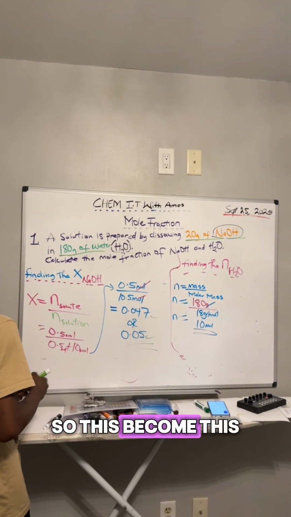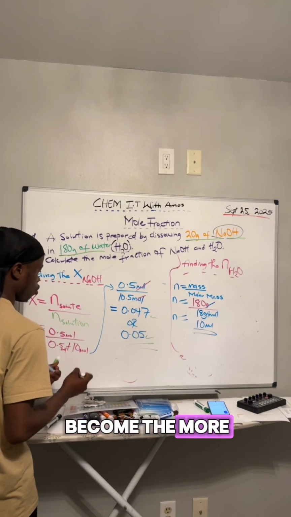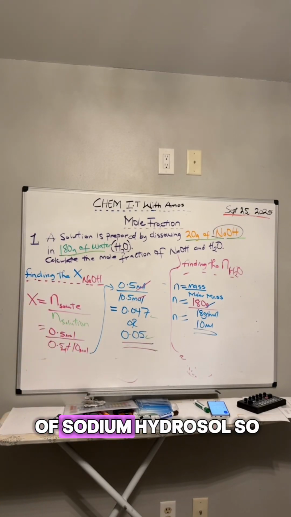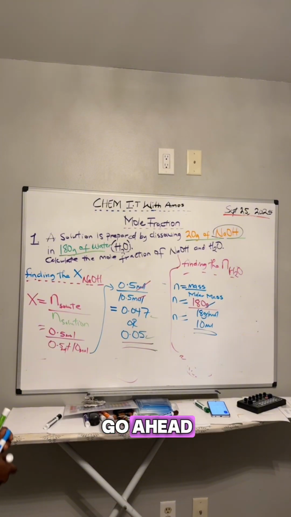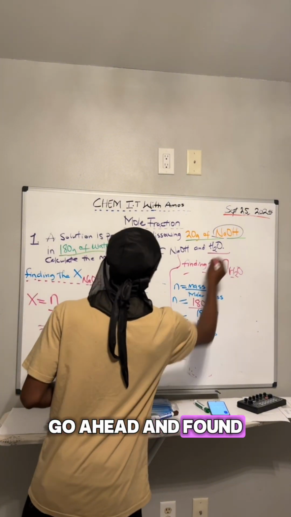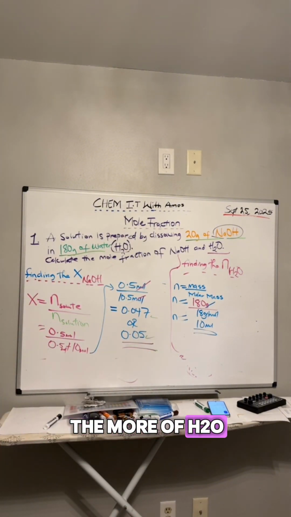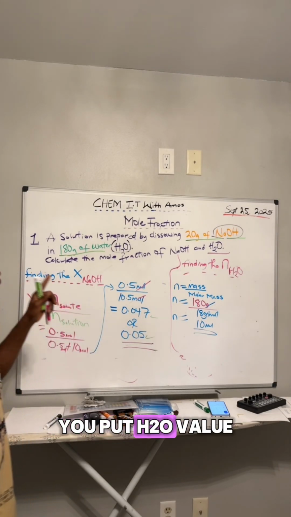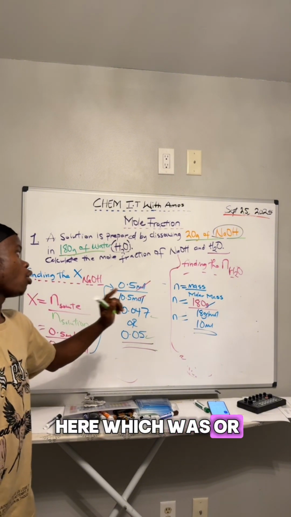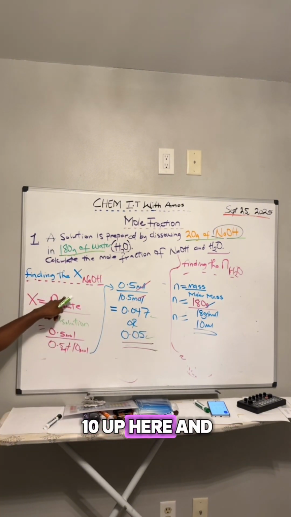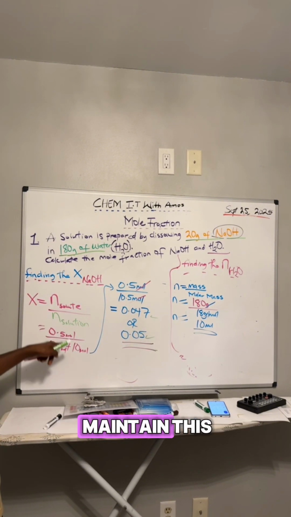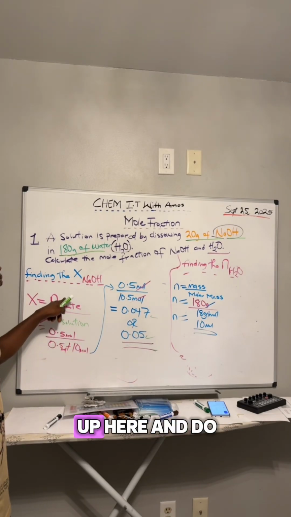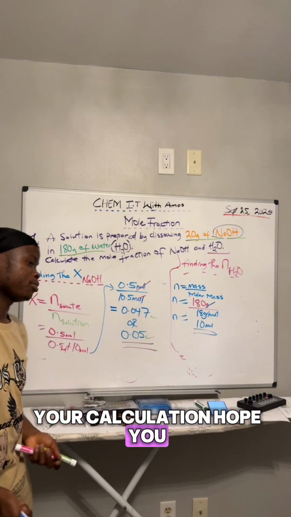So this becomes the mole fraction of sodium hydroxide. So go ahead and find the mole fraction of H2O using the same concept. For H2O, you put the H2O value, which is 10, up here. And for the denominator, you maintain the same figure, because this is the solute plus the solvent. So just put 10 up here and do your calculation. Hope you get that clear.